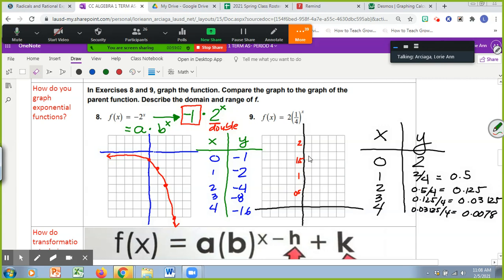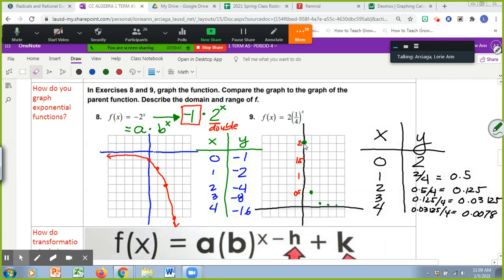Okay, so let's graph that. When x is 0, y is 2. When x is 1, 0.5. When x is 2, it's 1/4 of that, so this is half of a quarter, and then get half of that again, so somewhere here. And when x is 3, it's 1/4 of that. So it's like super, super small right here. And then for 4, that's going to be even closer to the x-axis. But again, it will never pass through your x-axis.